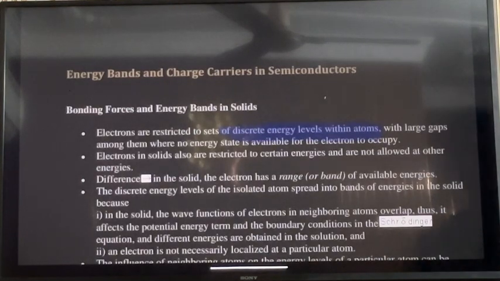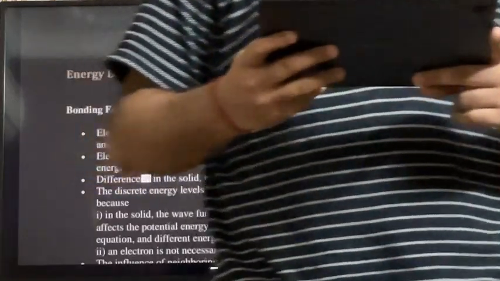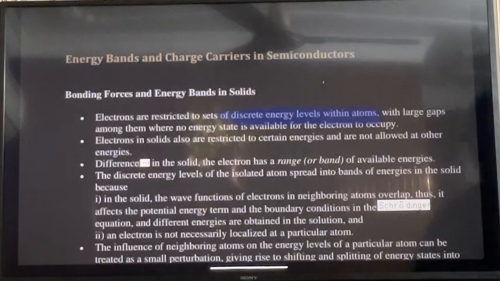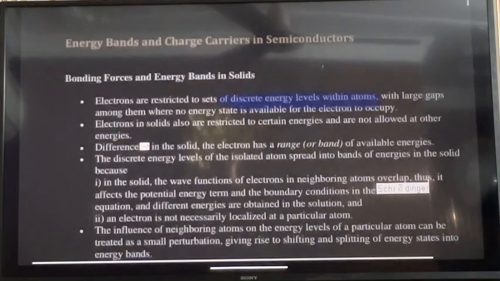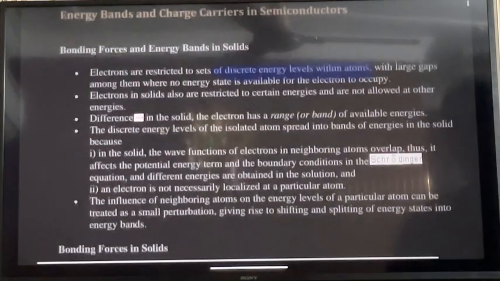Welcome to this lecture series on semiconductor physics, where I will be guiding you through this entire chapter. It is a rather more theoretical chapter, so we will be going through it step by step. So, the first thing is let's talk about bonding forces and energy bands in solids.